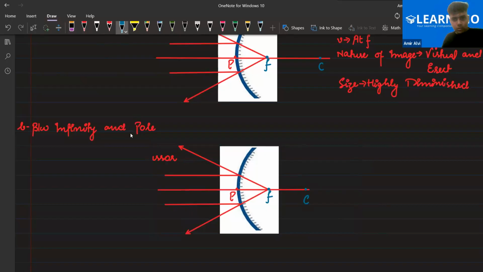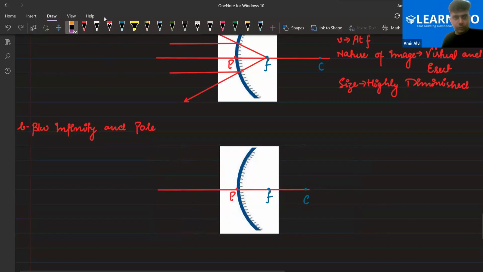See? Just give me a moment. Let me erase these lines. Okay. First, the object will be placed like this. ठीक है. So the light ray will reflect. ठीक है. And the second light ray will reflect back.